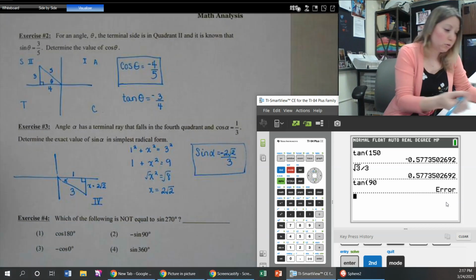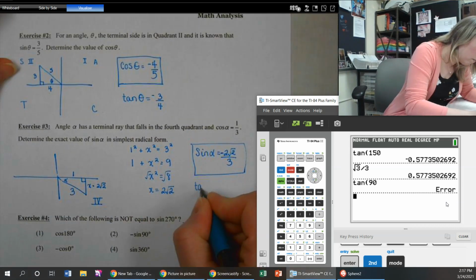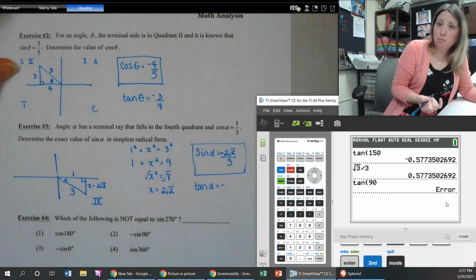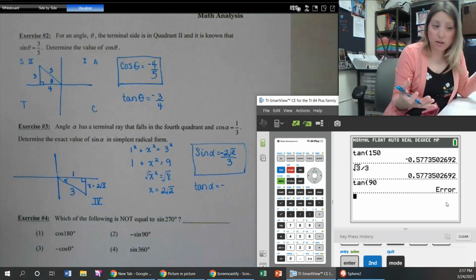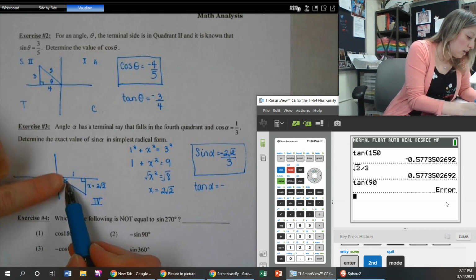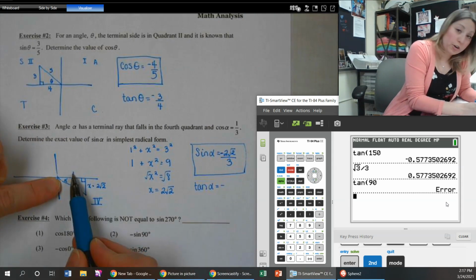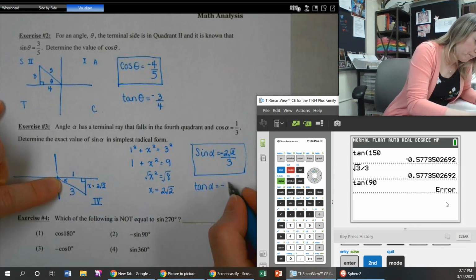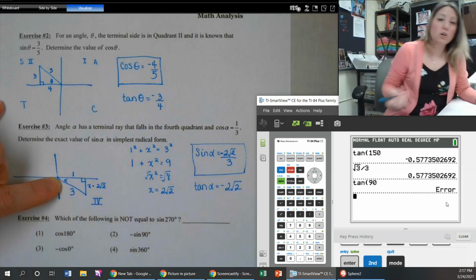Let me just show you tangent. Also, tangent would be negative because I'm in quadrant 4 and only cosine is positive. Tangent is opposite over adjacent, right? So 2 radical 2 over 1. So that's just 2 radical 2, negative 2 radical 2, because we're in quadrant 4.